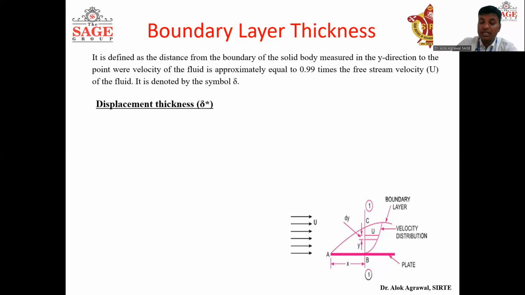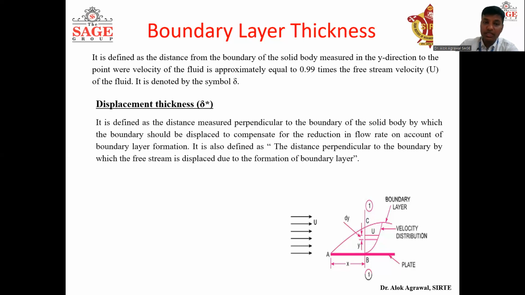Now this boundary layer thickness is of three types. First one is displacement thickness. Displacement thickness is defined as the distance measured perpendicular to the boundary of the solid body by which the boundary should be displaced to compensate for the reduction in flow rate on account of boundary layer formation.